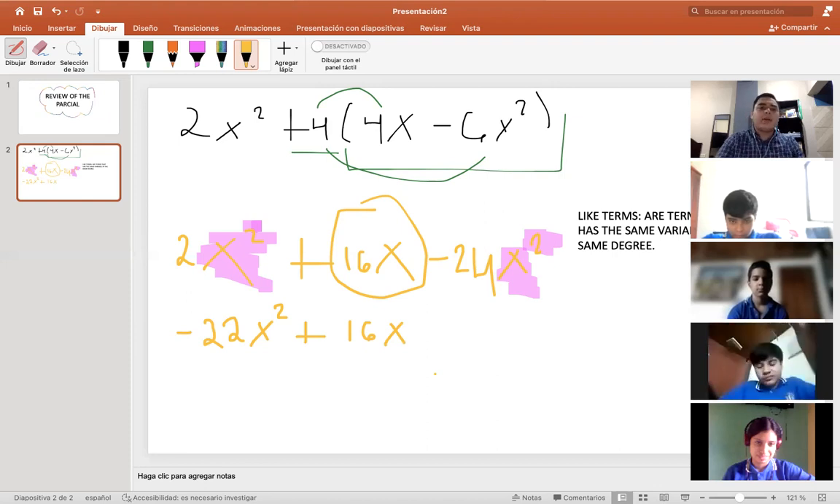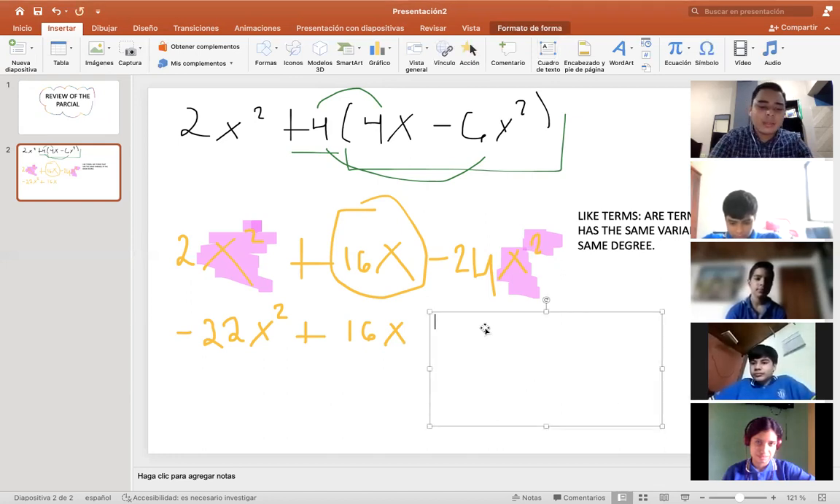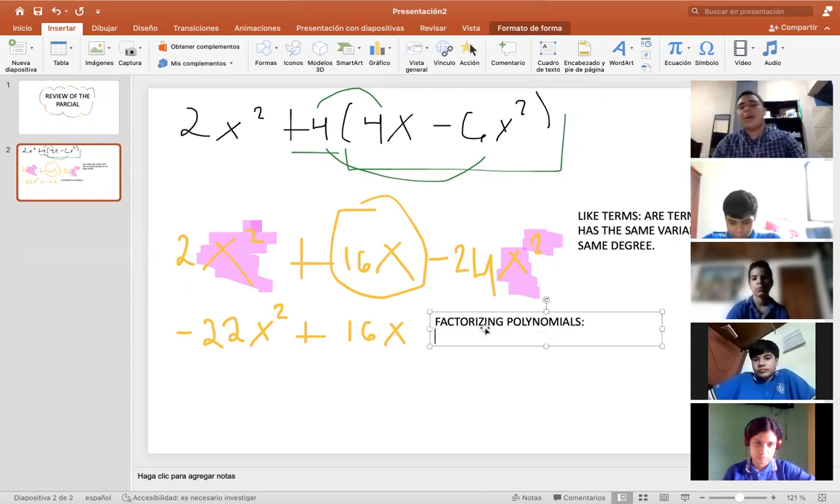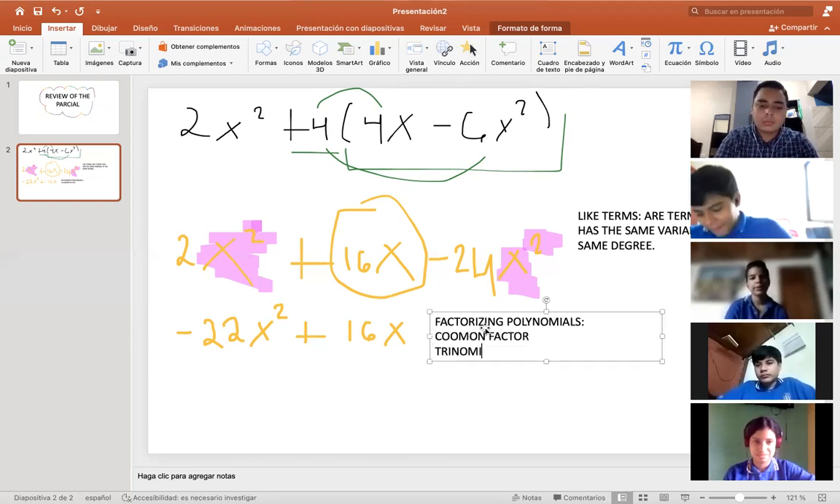But now let's talk a little bit more about what we saw in the partial. We saw something called factorizing polynomials, yes or no? Did we see that? Yes. Okay. Which are the 4 methods that we saw for factorizing polynomials? Common factor, trinomial perfect square, difference of a square, and adding and subtracting cubics.